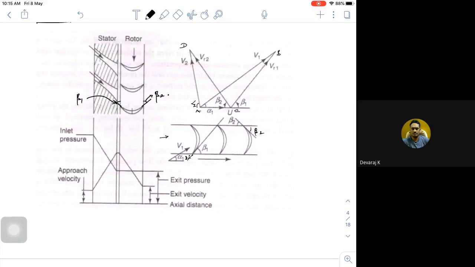Now, why is it called a kinetic energy or impulse type of machine? In the rotor, the kinetic energy is completely absorbed. It is called an impulse machine. I have written that the inlet pressure drops in the nozzle and almost remains the same in the rotor. So for the velocity triangle, I have drawn one type of velocity triangle.